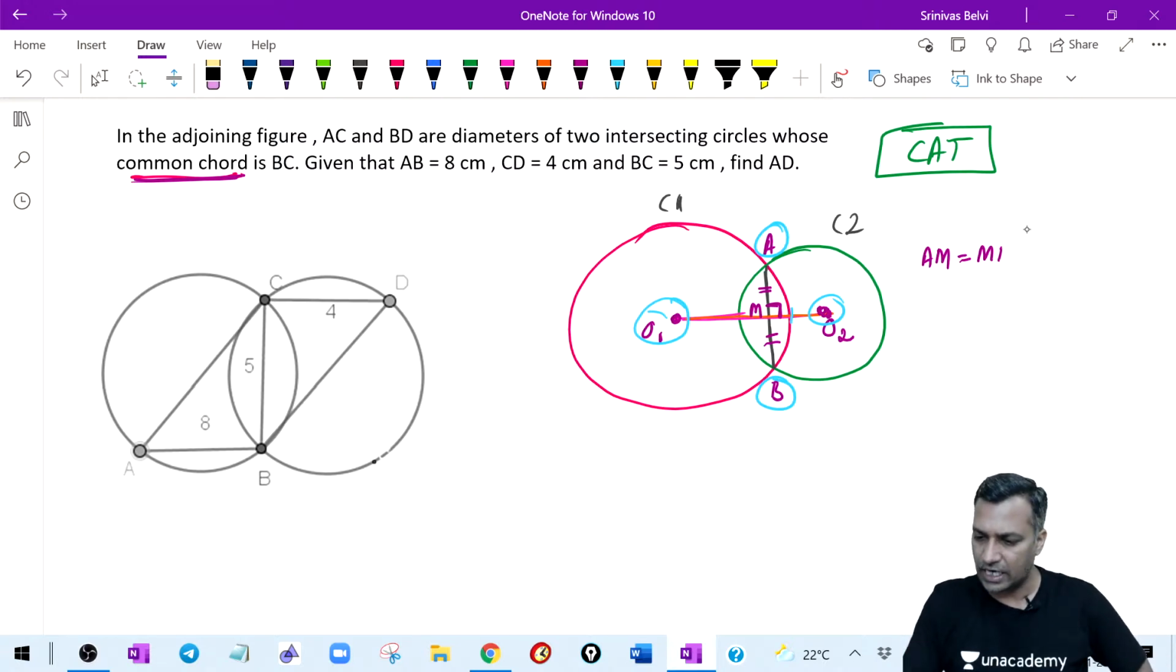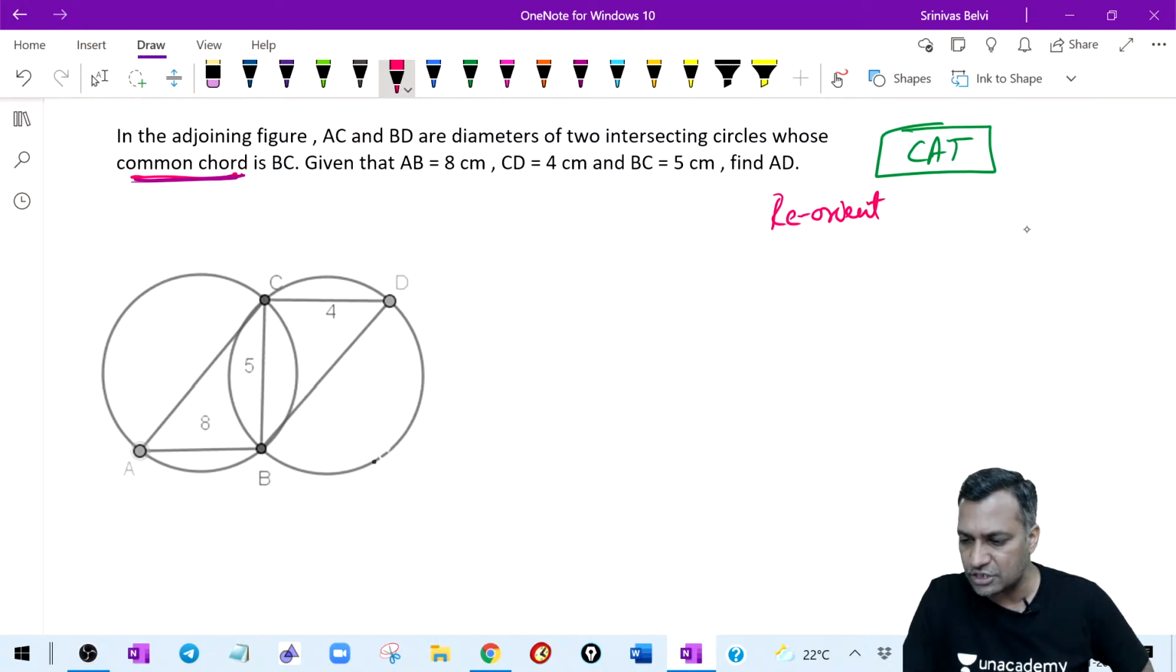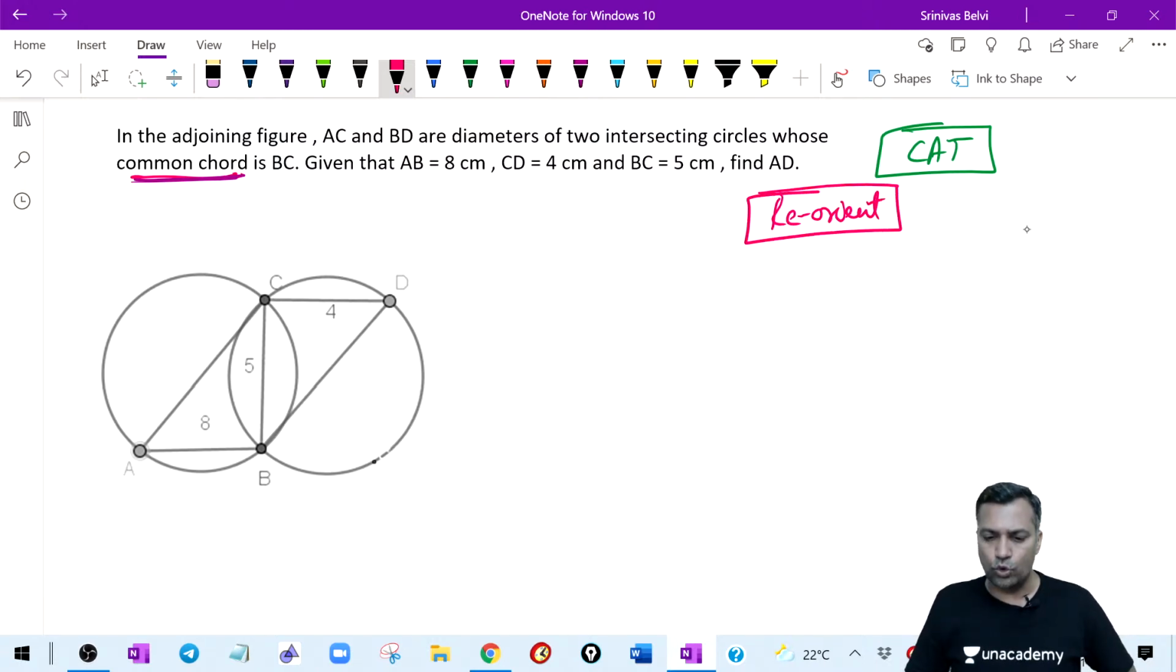We'll see it in the next class. Okay, coming to this, there is a thought I want to put across. In the next class, we'll explore this particular thought. Sometimes you may have to reorient the figure, adjust it. You have to learn to reorient this particular figure. What do I mean by reorient this particular figure?